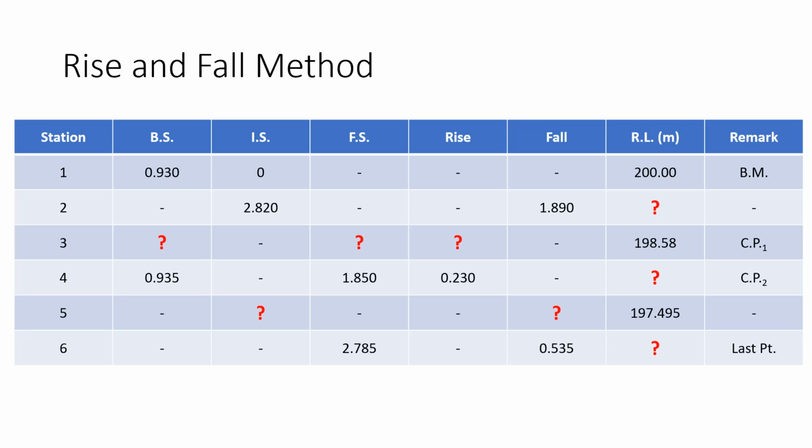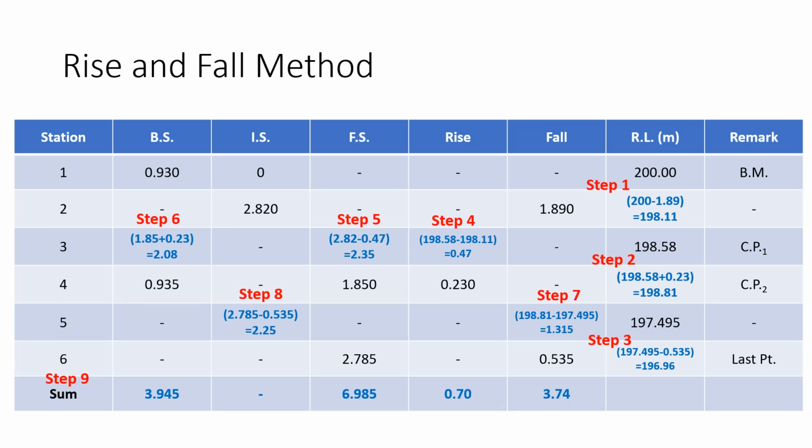So how about the reduced levels for stations 2, 4, and 6? Of course, we need to get all the information like backsight, foresight, rise, and fall, so that with the information we're able to come up with a reduced level. Let's see how we can do the solution now. To make your life easier, I suggest you complete the reduced level before we go for the rest.